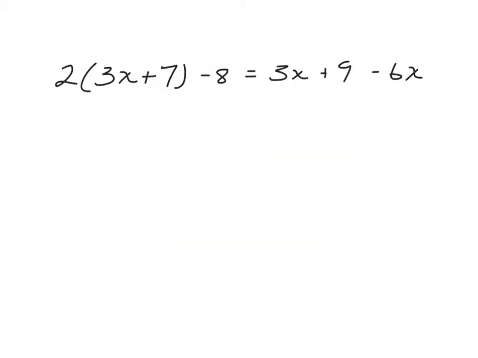So for this example, the first thing we're going to do is take a look at this left side over here where it says 2 times the quantity of 3x plus 7 minus 8. I'm going to ignore the right side for now. I'll work on this side after I'm done doing this side. When I do equations, I like to work on one side at a time. Once this side is simplified, then I will go worry about this side.